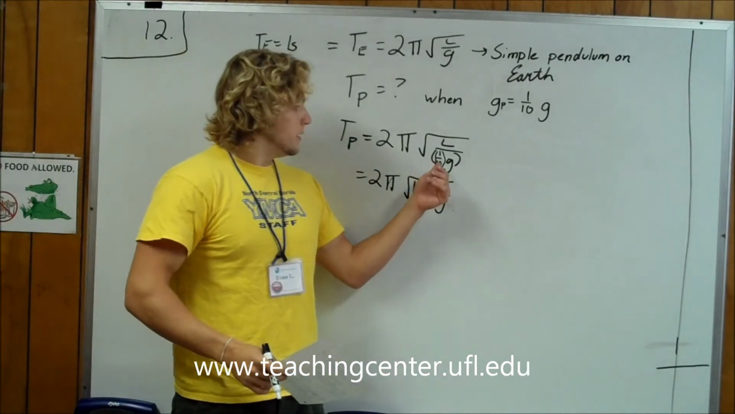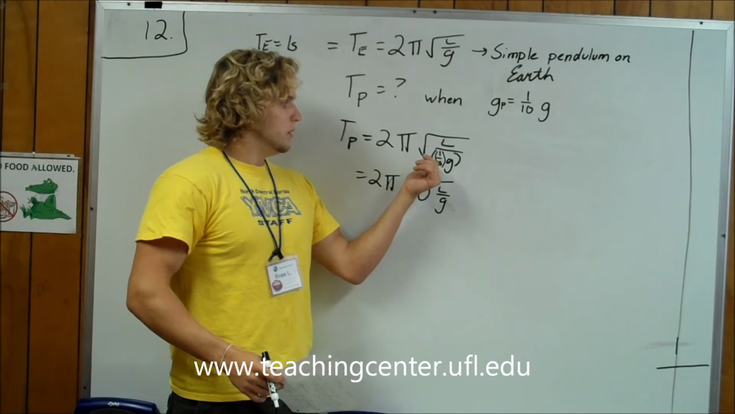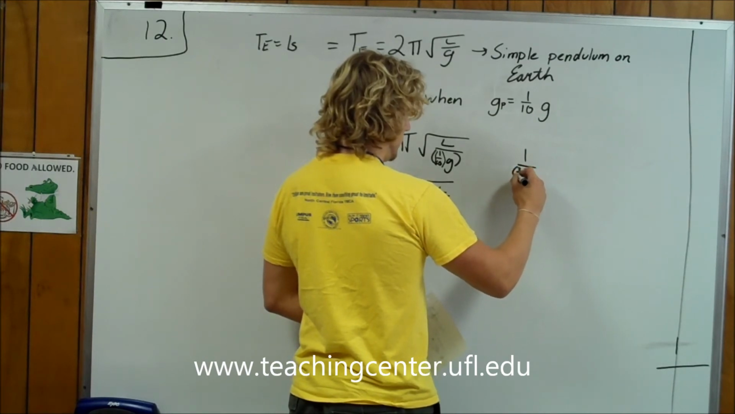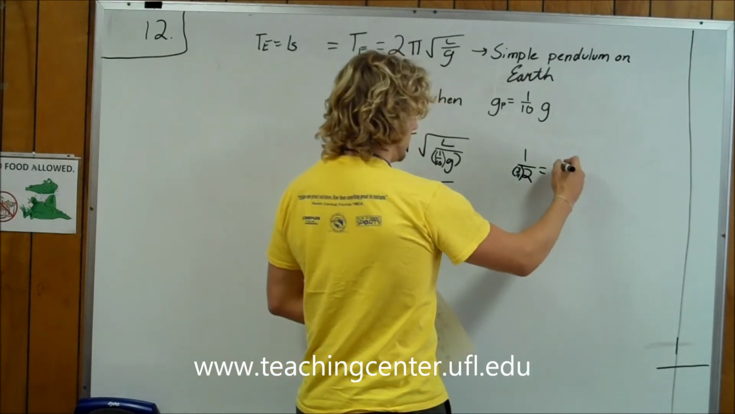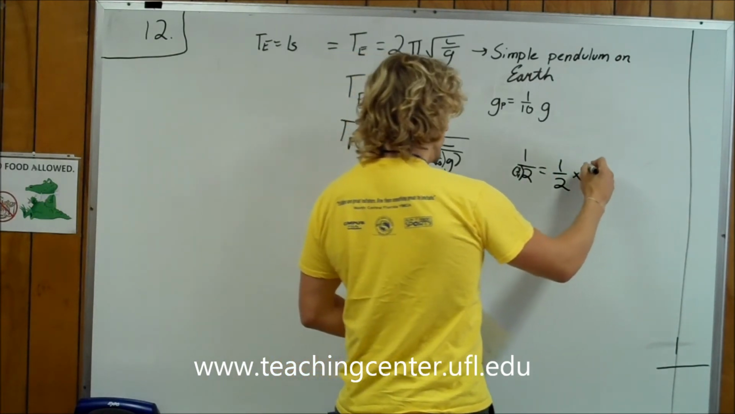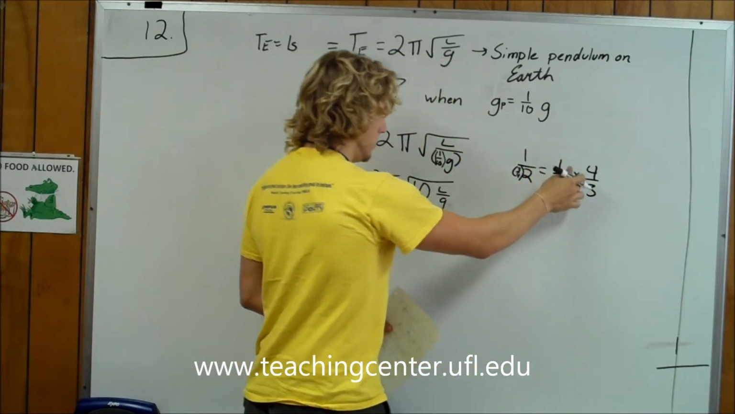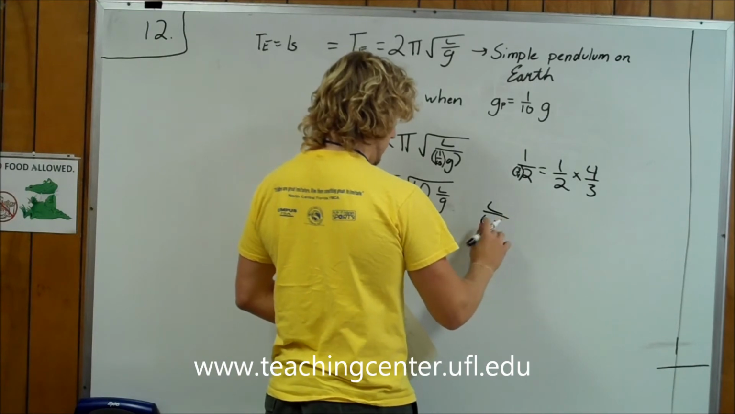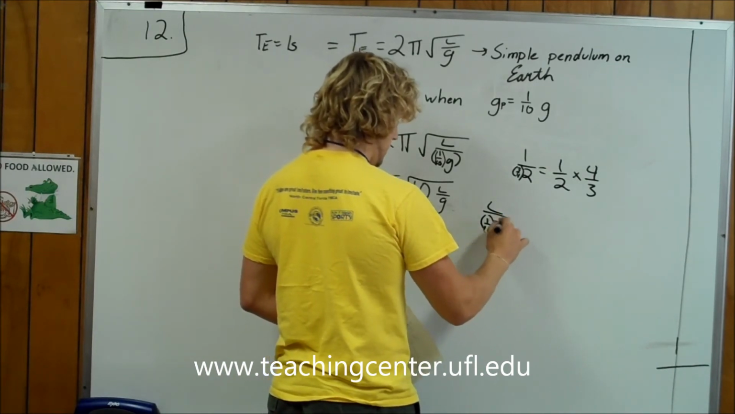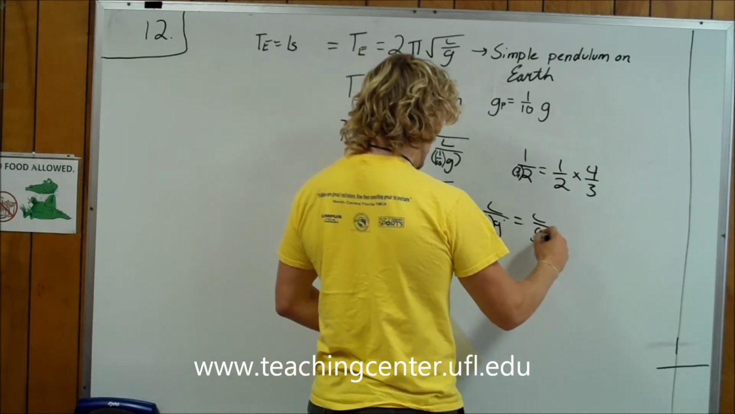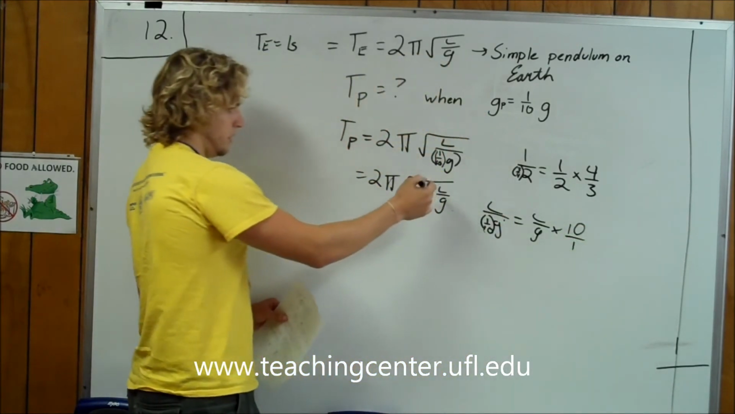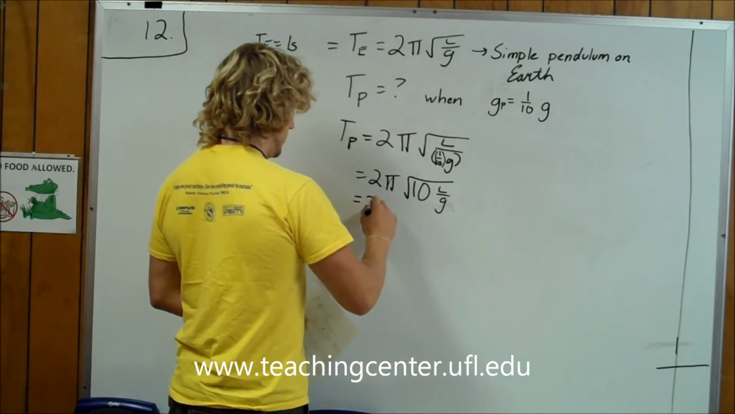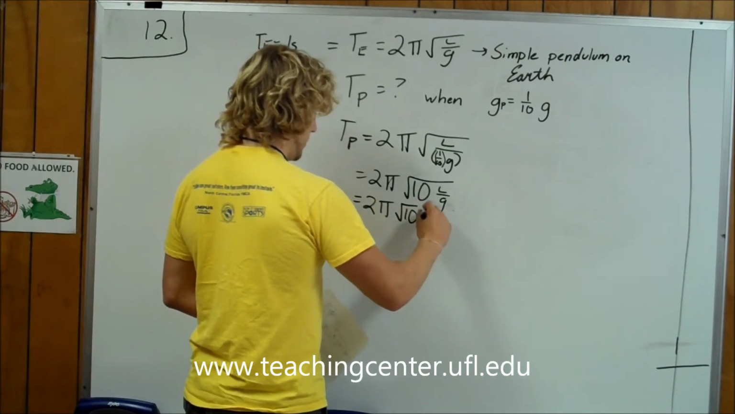Now, see how I did that? We're dividing by a fraction. So when you divide by a fraction, for simple arithmetic review, 1/2 divided by 3/4 ends up being 1/2 times 4/3. You just flip it and then multiply. So you flip it, L over 1/10 g is equal to L over g times 10 over 1, which then goes back over into here. So now we know this is equal to 2 pi root 10 root L over g.